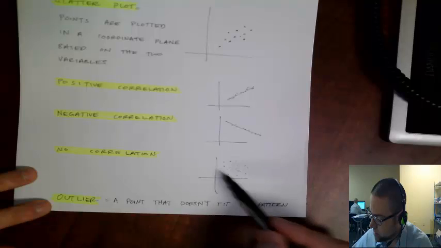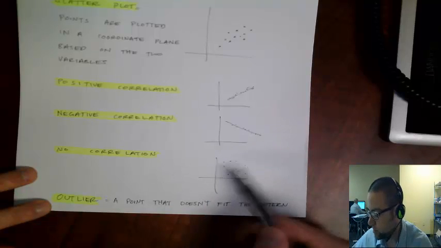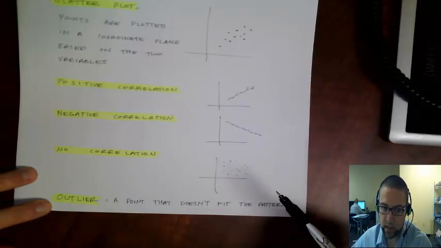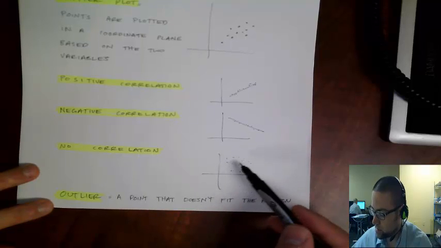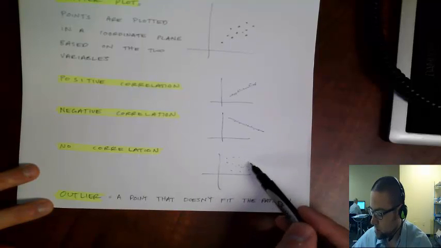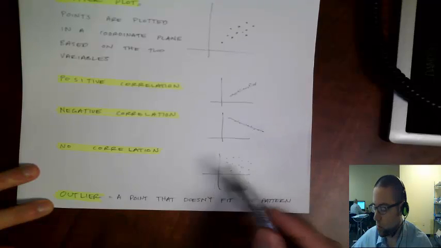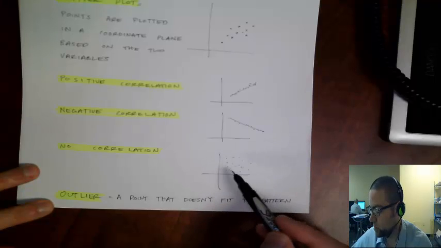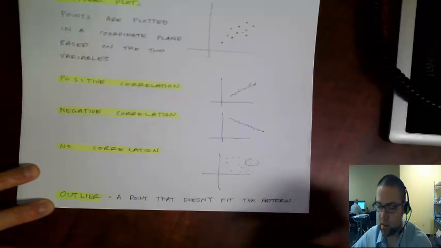No correlation is just when you have a bunch of scatter and there's no real line that you can draw that would make sense for the data. Now, there are still interesting relationships to look at, like what does this point mean and what does this point mean? Even if there's no correlation between the two variables, it will still be interesting to ask questions about what these points over here mean.